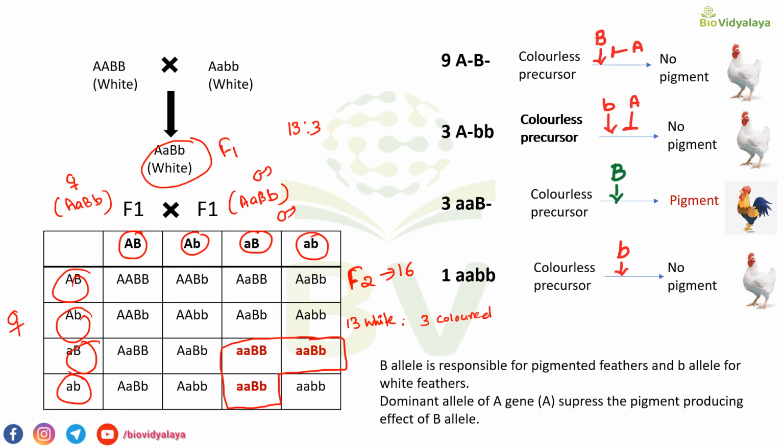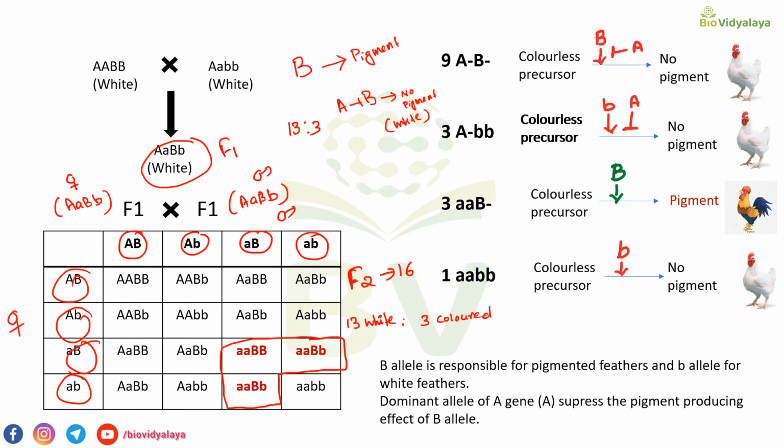We know that the allele capital B, or the dominant form of the gene B, is responsible for the pigment formation. And the dominant form of the gene A will inhibit the expression of the dominant form of the gene B. That's why there is no pigment production. If there is no pigment production, it means white color.